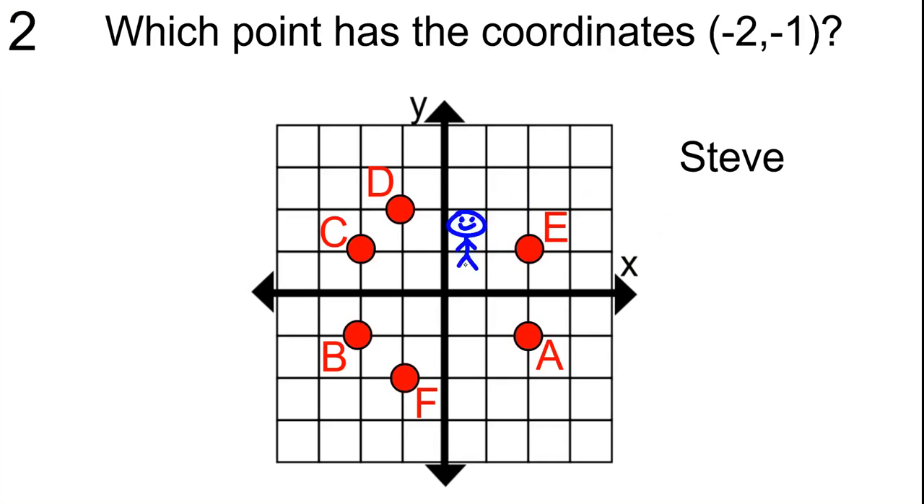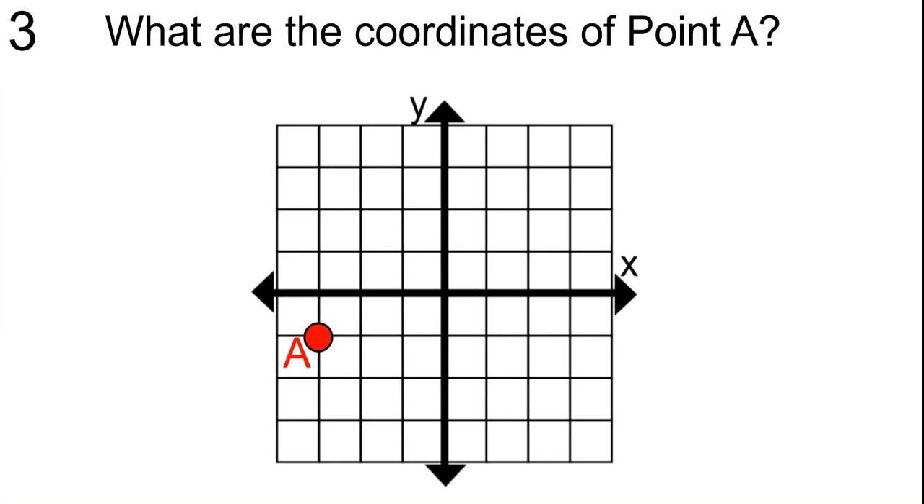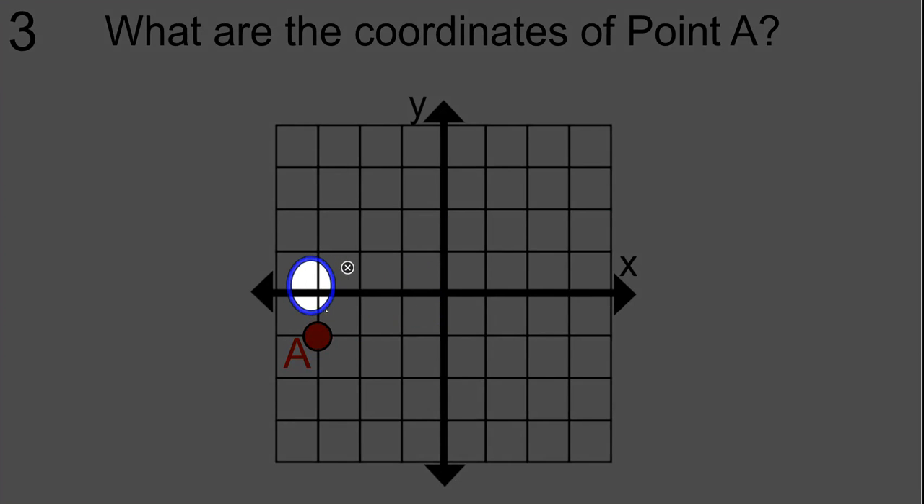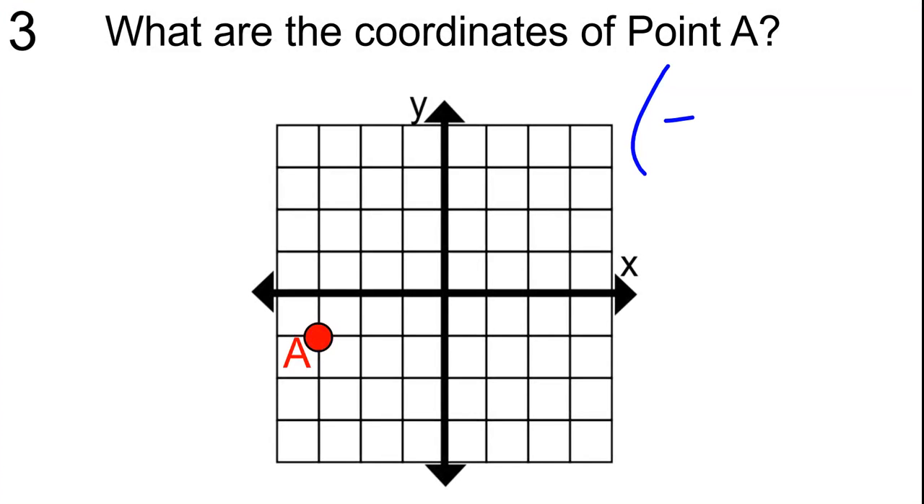Number 2 is just as easy. Let's put Steve here. Steve would go left 2, down 1, and the answer is choice B for number 2. Number 3, what are the coordinates of point A? From the beginning or the origin, we would have to go left 3 spaces and down 1 space to get to point A. So the answer is the coordinates (-3, -1).